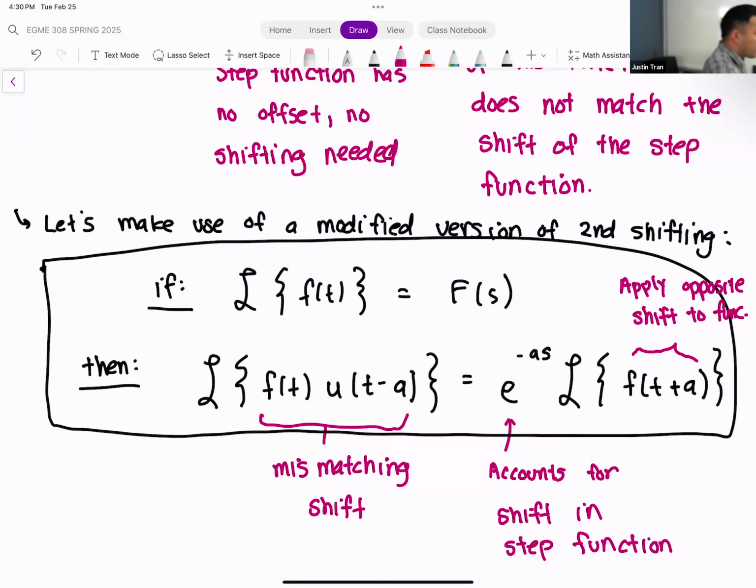So the context for applying this modified version of the second shifting theorem is usually when you have a discontinuous function that you want to take the Laplace transform of.